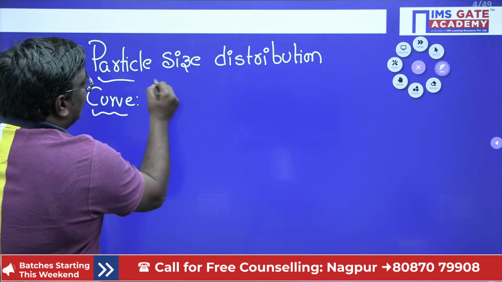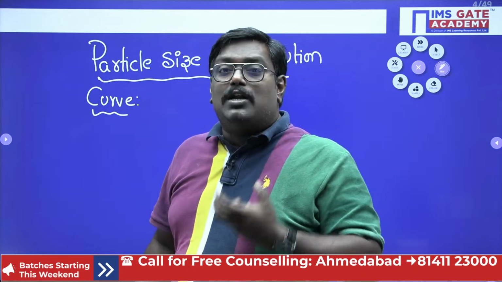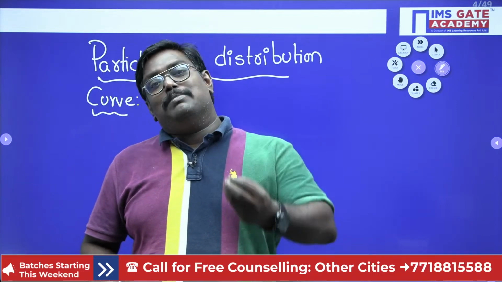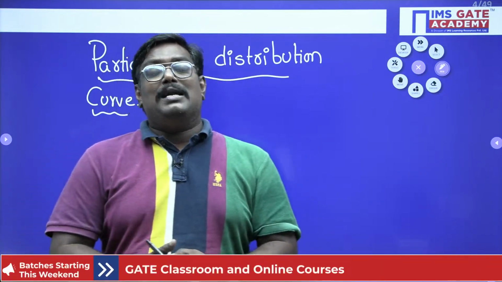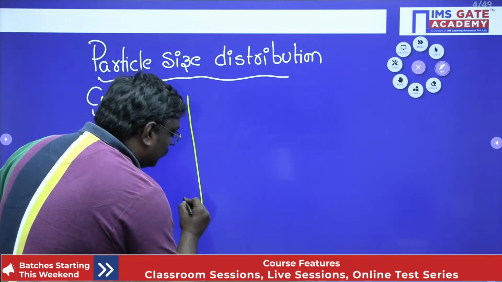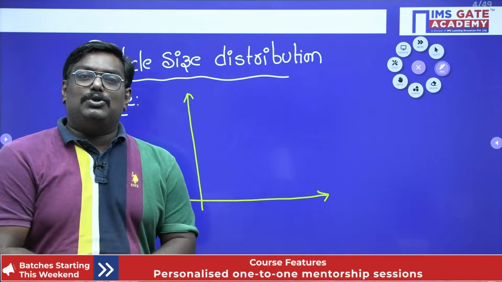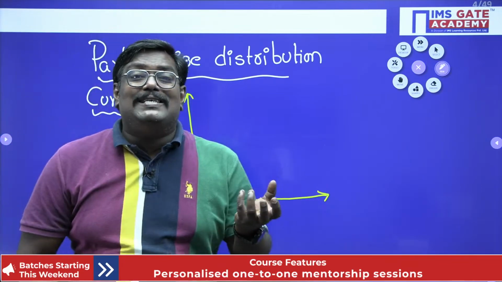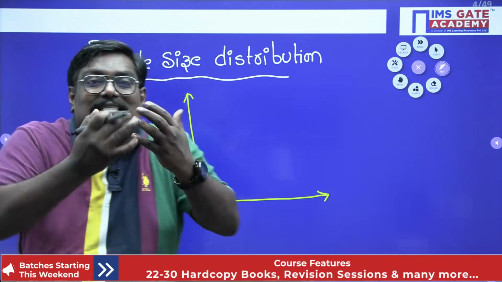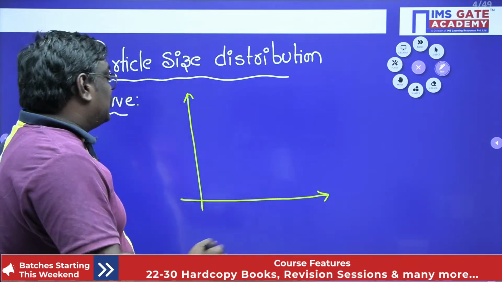When you draw a graph, what will you denote on the x-axis and what will you denote on the y-axis? What you denote on the x-axis is the independent quantity and the dependent quantity goes on the y-axis. So let us understand the particle size distribution curve. On what basis are you going to draw it, and what is the outcome of this graph? First let us understand these things.